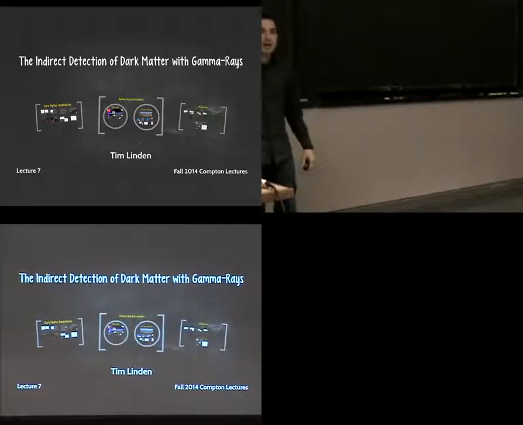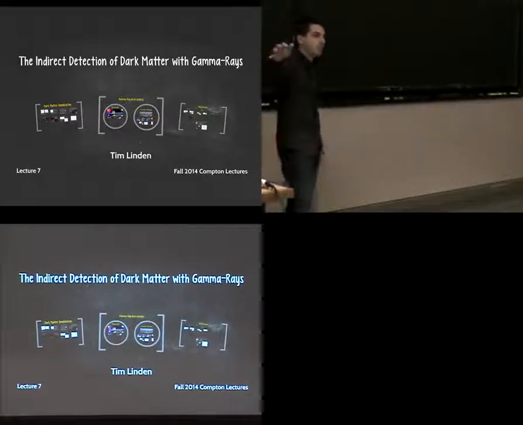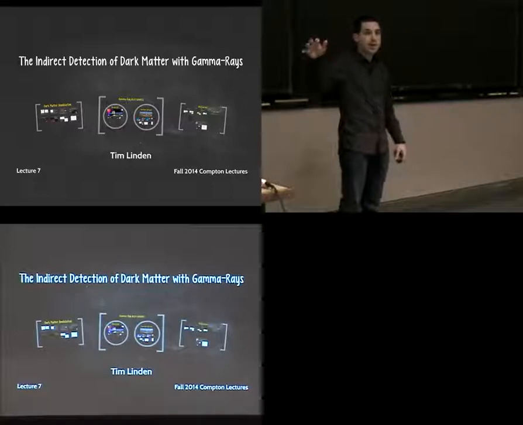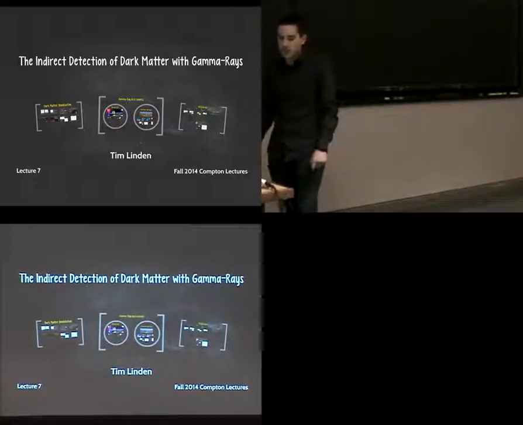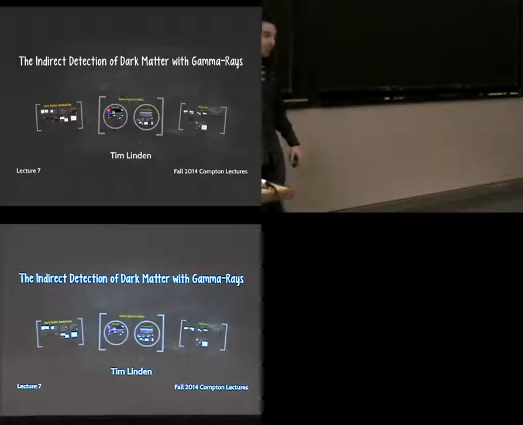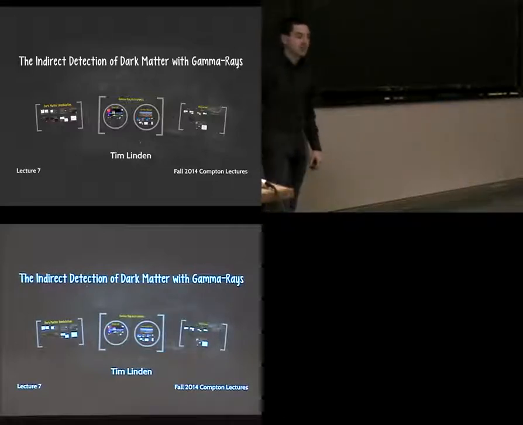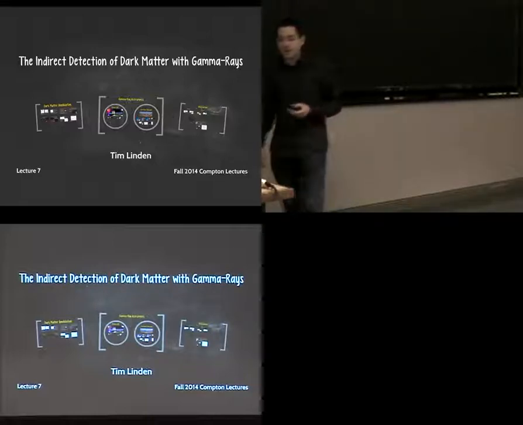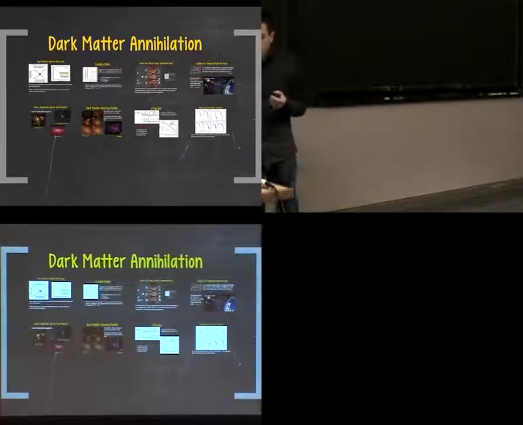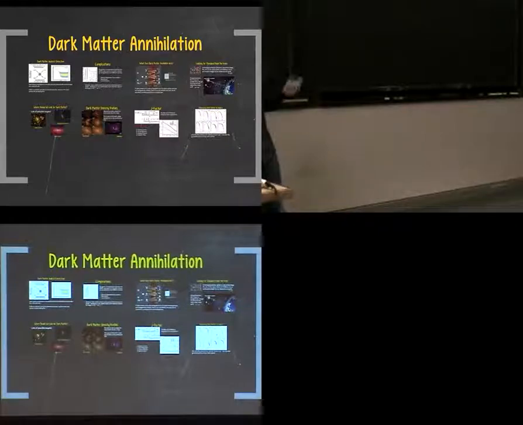So last week we talked about collider detection in particle accelerators like the LHC, and we talked about direct detection in deep underground experiments. Today, and for the next couple of weeks, we're going to talk about indirect detection, which is the detection of dark matter from dark matter interactions happening in space. So, what is dark matter annihilation?